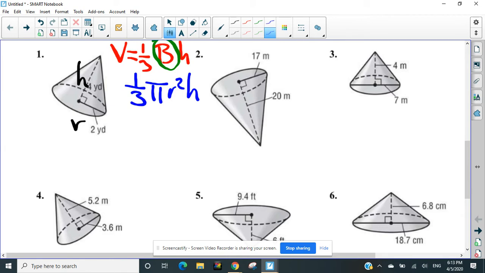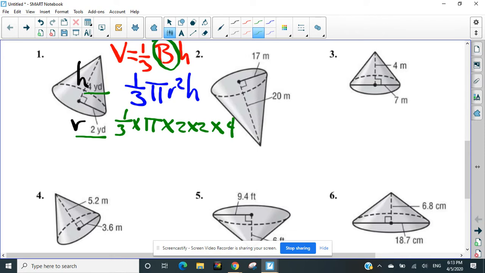Okay, so now let's just substitute everything. We bring down the 1/3, multiply times the pi, multiply times the radius, which is the 2, times the 2, times the height, which is 4.